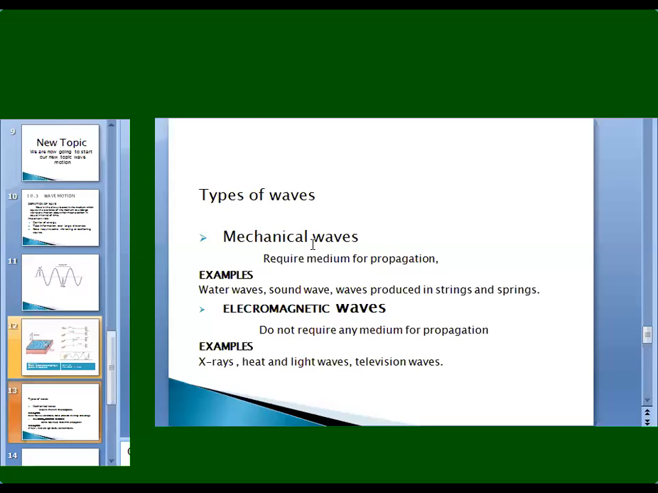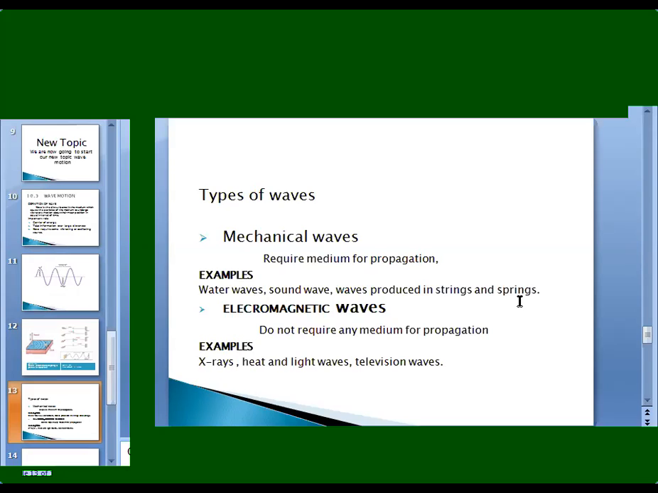Then we discussed the types of waves. Mechanical waves are the waves which require a medium for their propagation, that is, for their motion. The medium could be air. If two persons want to communicate or convey their message, there is a medium present between them. Otherwise, if there is no air, our voice cannot reach the other person's ears. So mechanical waves require a medium for their propagation. Water waves, sound waves, and waves produced in springs and strings are all examples of mechanical waves.